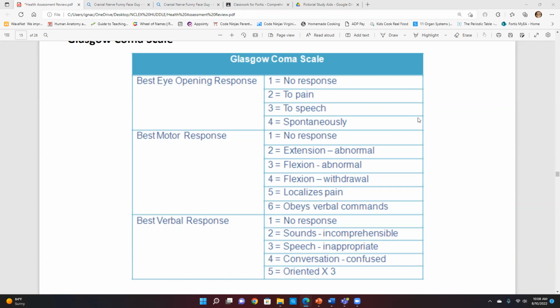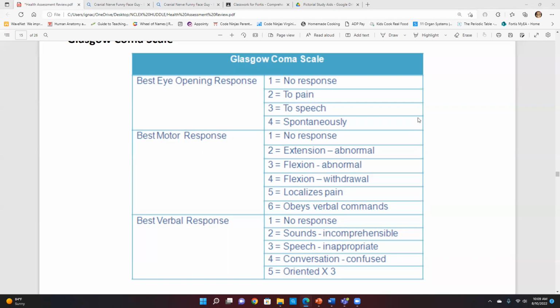That's spontaneous. Motor response: 1 is there's no motor response, and 6 is if they obey verbal commands. So here's an example. If we say, Mrs. Jones, please lift up your right arm, or lift your right index finger, and they're able to do that, right? That means they obey the verbal commands.